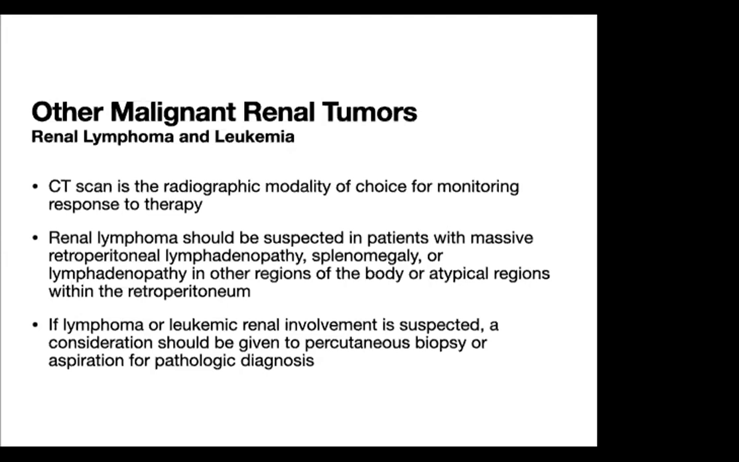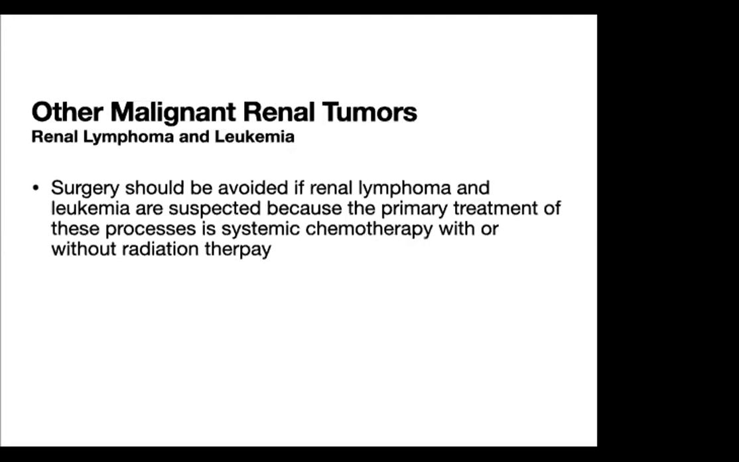If lymphoma or leukemic renal involvement is suspected, consideration should be given to percutaneous biopsy or aspiration for diagnosis. Important to consider is surgery should be avoided if renal lymphoma and leukemia are suspected because the primary treatment of these processes is systemic chemotherapy with or without radiation therapy.